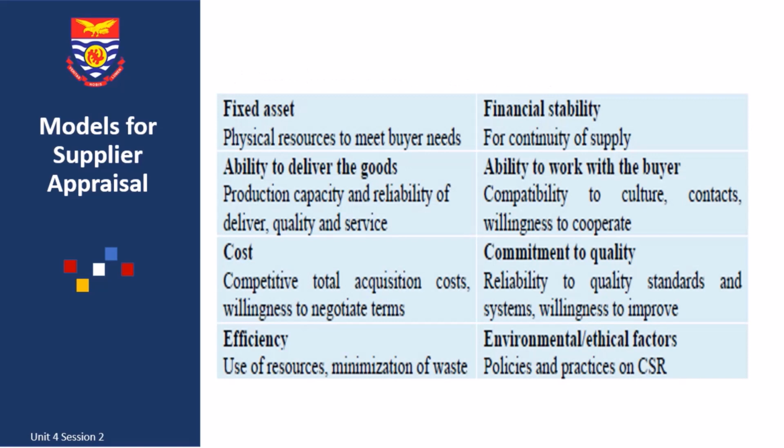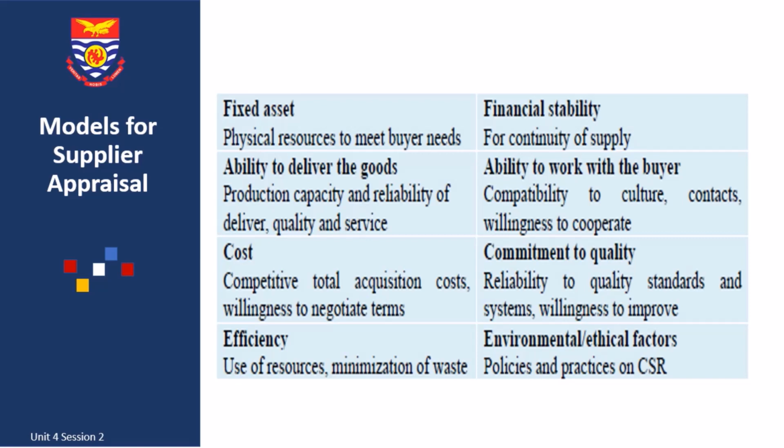The second model we have here for supplier appraisal is the Dundas FACE checklist. From this figure we have here, we see FACE against FACE. That's the face-to-face. So we take the first phase. In the first phase, we have the fixed assets, the ability to deliver the goods, cost, efficiency. In the second phase, we have the financial stability, the ability to work with the buyer, commitment to quality, and the environmental or ethical factors.